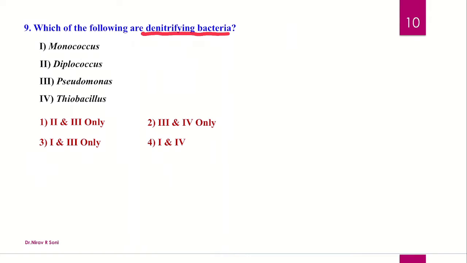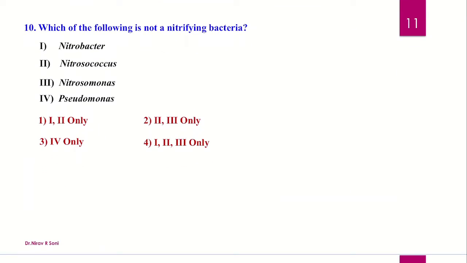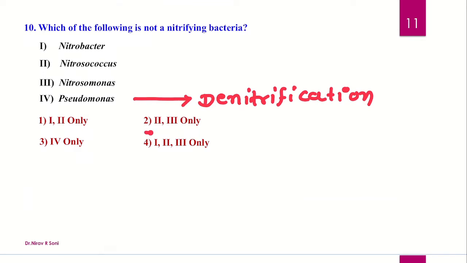Which of the following are denitrifying bacteria? Denitrifying bacteria means what? Denitrification process in the nitrogen cycle, means these both are Pseudomonas and Thiobacillus. These both are responsible for denitrification. Then your answer should be 3rd and 4th only. Question number 10. Which of the following is not a nitrifying bacteria? Pseudomonas is not a nitrifying bacteria because it is involved in the denitrification process. That's why option number 4 should be correct over here.